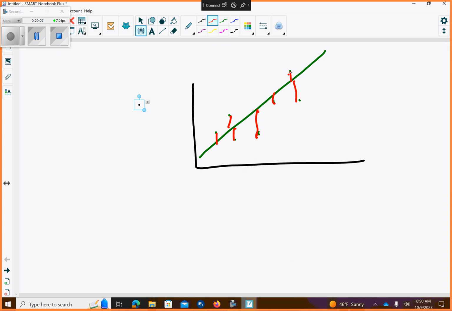if you were to add up all the red, some are positive, some are negative. The result would actually be 0.